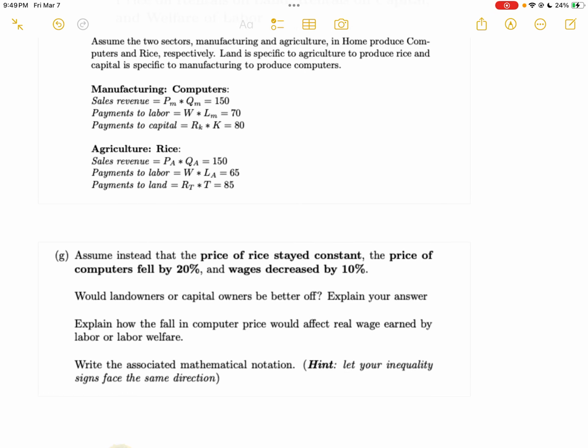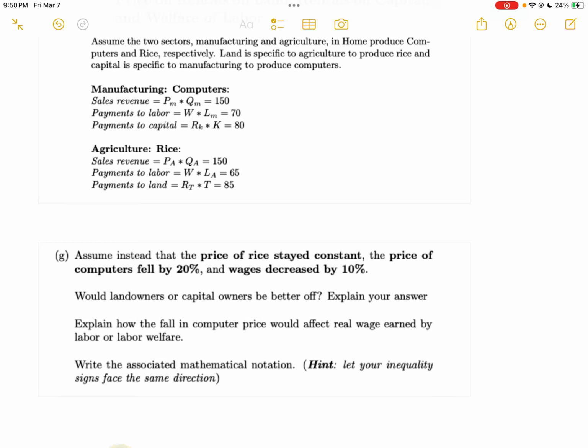In question 2G, we are going to assume instead that the price of rice stayed constant, the price of computers fell by 20%, and wages decreased by 10%. We want to know if landowners or capital owners would be better off, and we want to explain that answer. We also want to explain how the fall in computer price would affect real wage earned by labor, or labor welfare, and then we write out the associated mathematical equation.